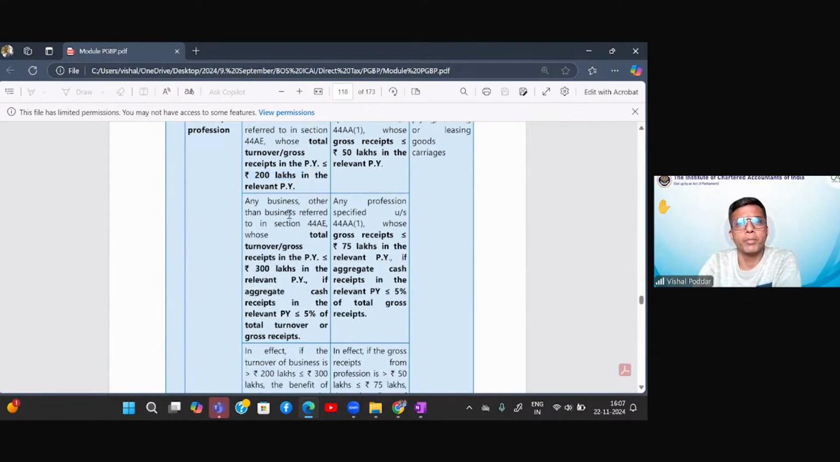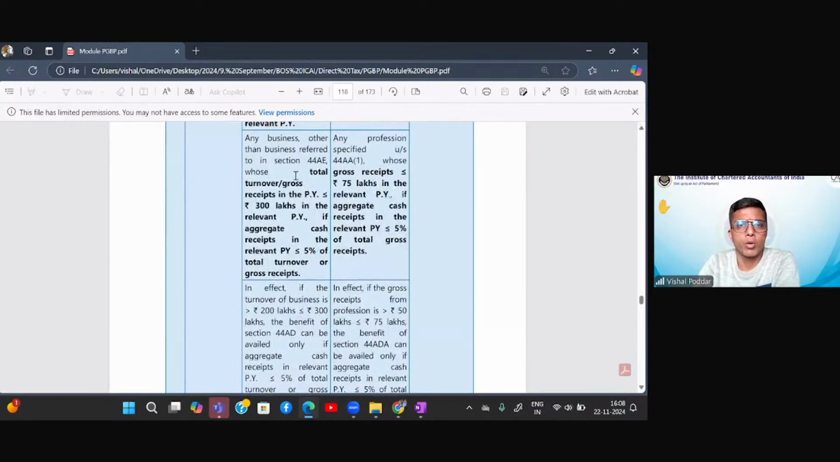Further, who are covered? Business other than the business referred to in 44AE, that is the last person is dropped, whose total turnover or gross receipts in the previous year is up to 300 lakhs, if aggregate cash receipt in the relevant previous year is less than or equal to 5% of total turnover. So where they have at least 95% of their receipts coming through bank, for them the limit of this section is raised to 3 crore. So for other assessees, it is 2 crore, that is 200 lakhs. For these assessees whose major receipt is through banking, the limit has been raised to 300 lakhs, that is 3 crores.